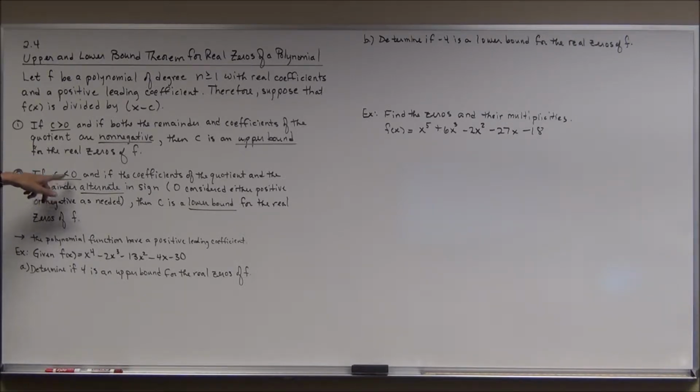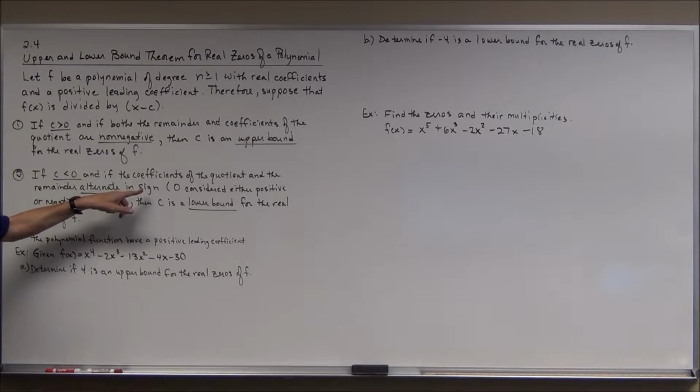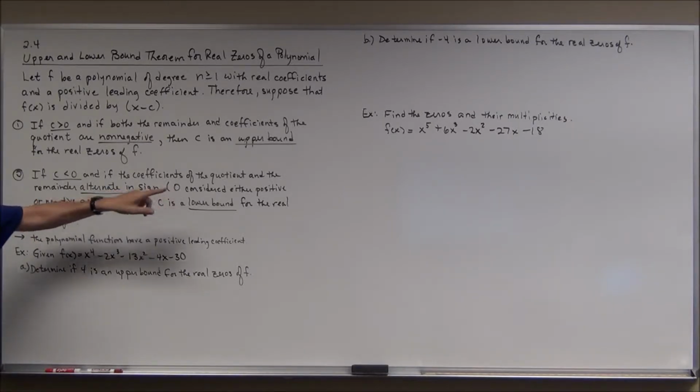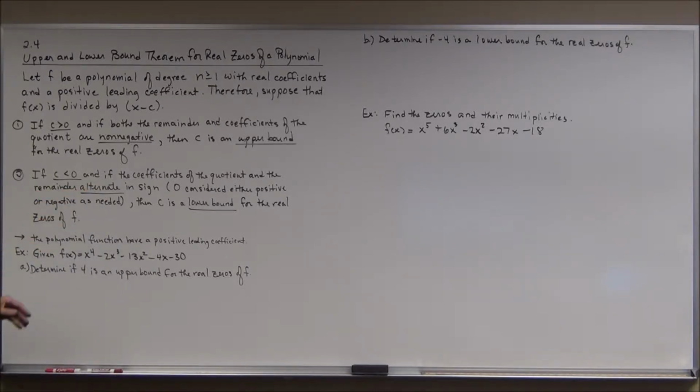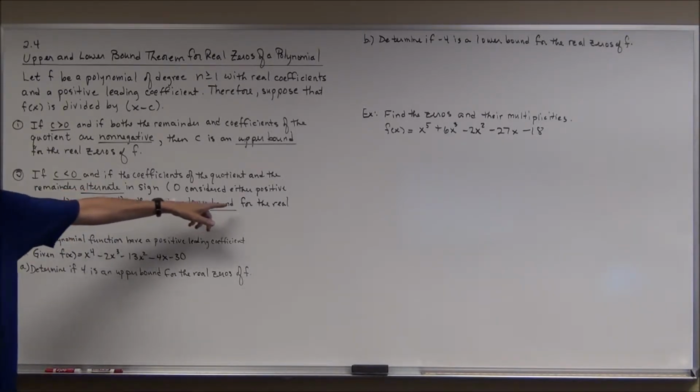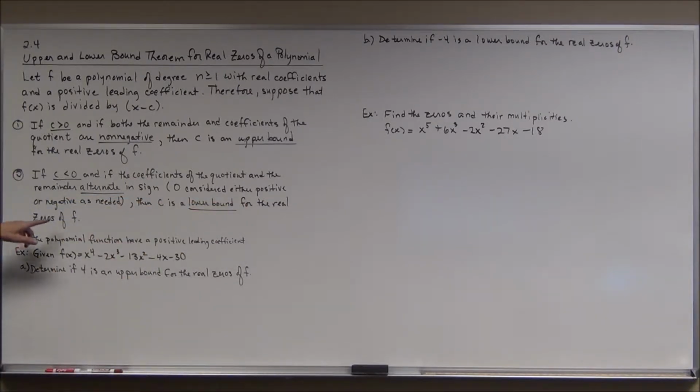If c is less than 0 here, and if the coefficients of the quotient and the remainder, this time not all non-negative, but they alternate in sign, positive or negative. And if you have a 0, it's either positive or negative, however you need it. So if you need it to be negative, you can consider it negative. If you need it to be positive, you can consider it positive. Then c is a lower bound for the real zeros of f. So remember, we'll be looking at lower bounds that are negative values.